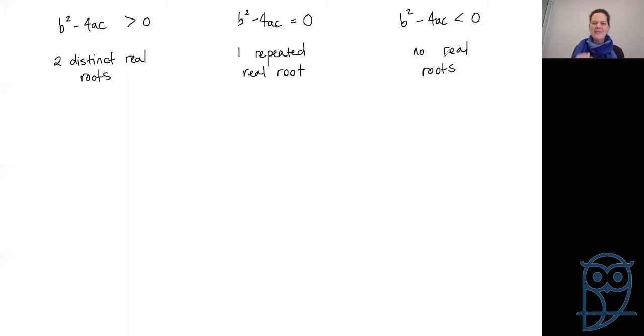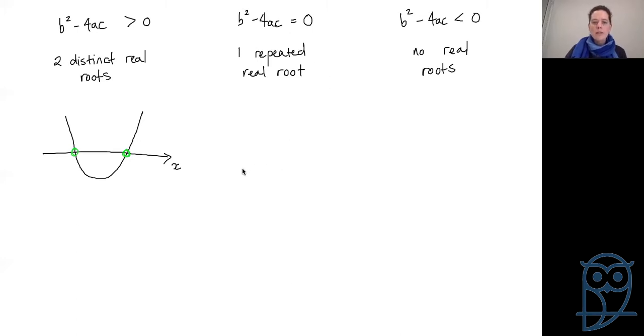So what does it look like? How does this relate? Remember, we're trying to solve a quadratic equals 0. So let's say there's our x-axis, of course, where the quadratic would equal 0. So two distinct real roots. We would have one answer here and one answer here.